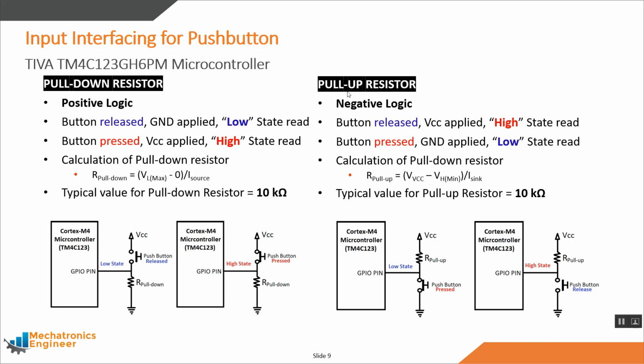On the other hand, the pull up resistor implements the negative logic. In this arrangement, when the push button is released, the GPIO pin is connected with the VCC through the pull up resistor. And as we press the push button, the GPIO pin is connected to the ground, and the GPIO pin reads the low state. Just like the pull down resistor, this pull up resistor avoids any kind of short circuiting. 10 kilo ohm can be used as pull down as well as pull up resistors.